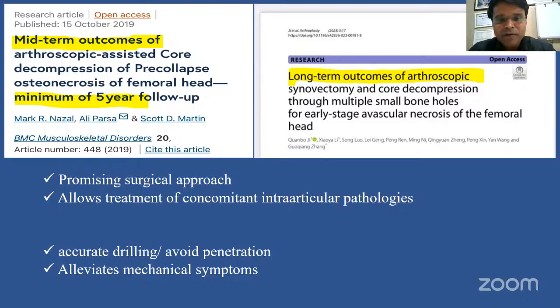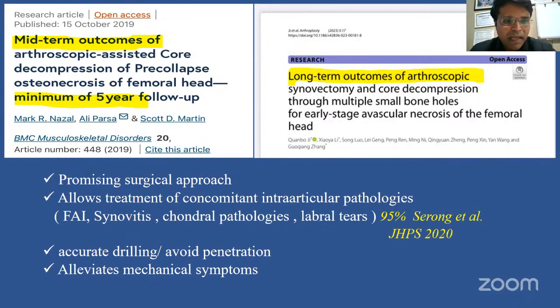The main advantage of putting a scope in AVN is that it allows treatment of concomitant intra-articular pathologies like FAI, synovitis, chondral pathologies, and labral tears. One paper published in 2020 in the Journal of Hip Preservation Surgery says that around 95% of their patients had associated intra-articular hip pathologies. Hip arthroscopy also allows accurate drilling of the lesions, avoids undue penetration of the drill into the joint, and gives a very good response in alleviating mechanical symptoms. But the only problem with this technique is the scarce literature, as I mentioned.